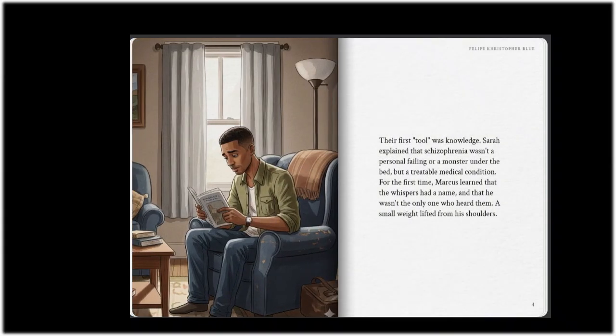Their first tool was knowledge. Sarah explained that schizophrenia wasn't a personal failing or a monster under the bed, but a treatable medical condition. For the first time, Marcus learned that the whispers had a name, and that he wasn't the only one who heard them. A small weight lifted from his shoulders.